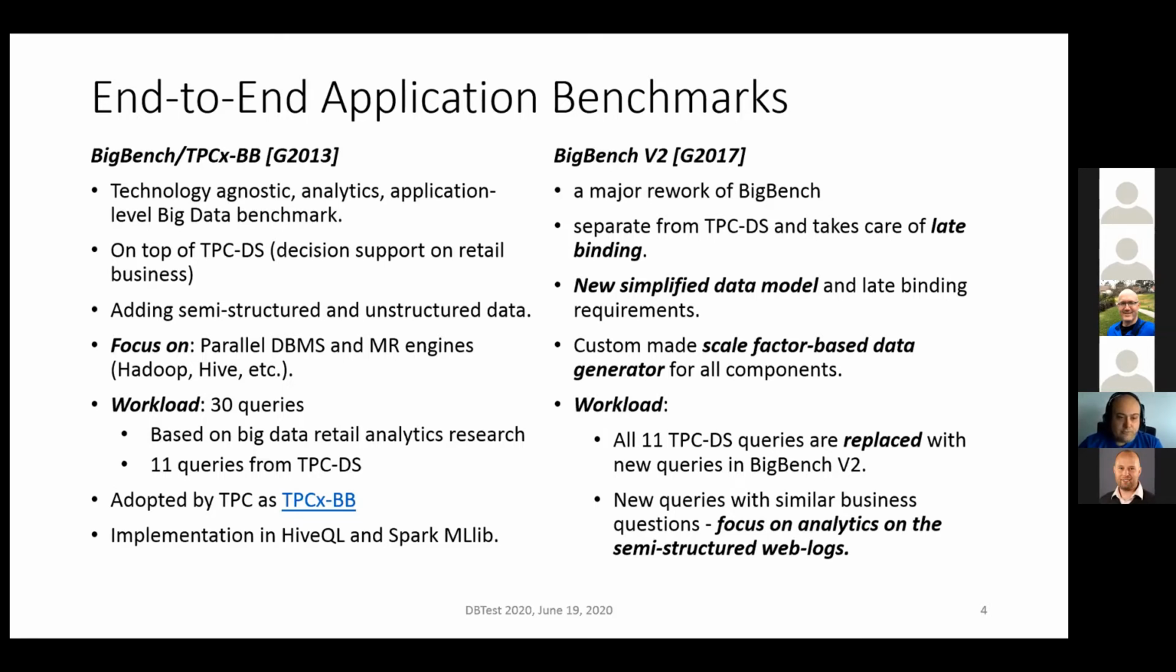It consists of 30 queries, so that's important. And the implementation was done in HiveQL, Spark, and Spark MLlib. And there are also other implementations.